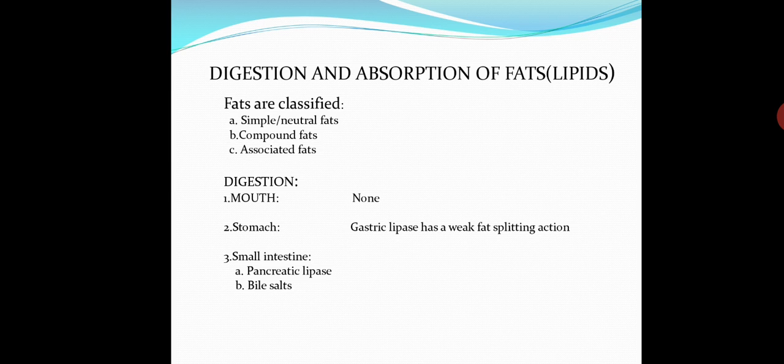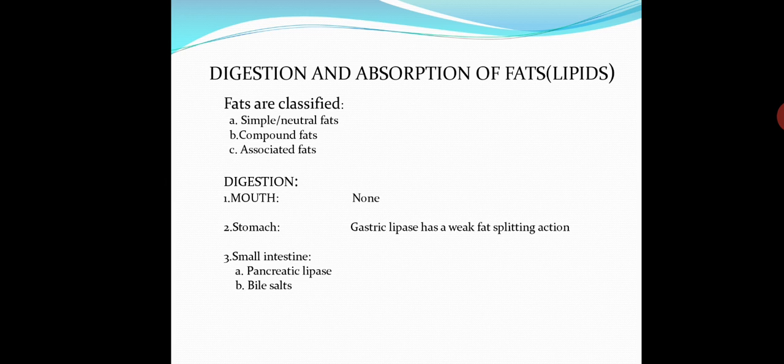The main compound fats are phospholipids, which contain glycerol, 2 molecules of fatty acids, phosphates, and a nitrogen base, like lecithins and cephalins. The sphingomyelins contain fatty acids, phosphates, choline, and a complex base, but no glycerol.